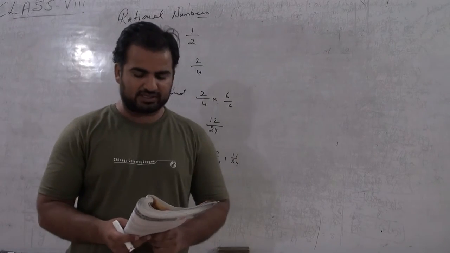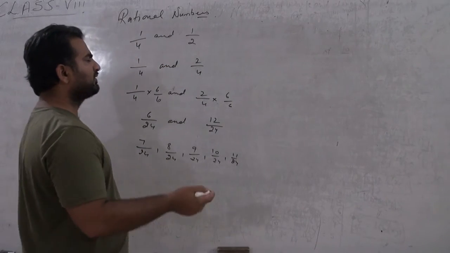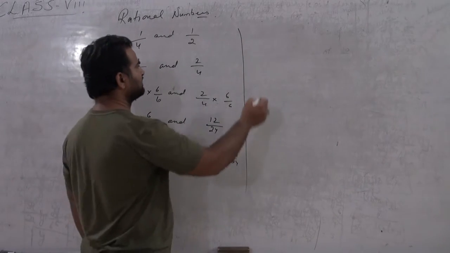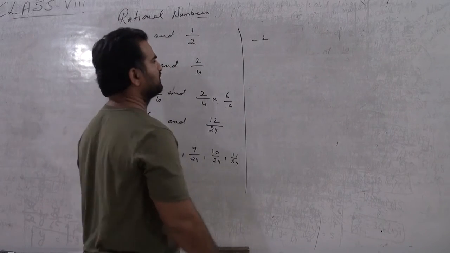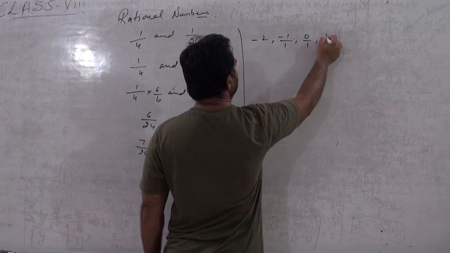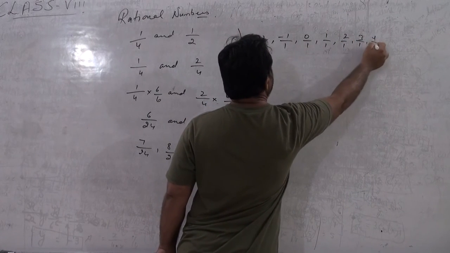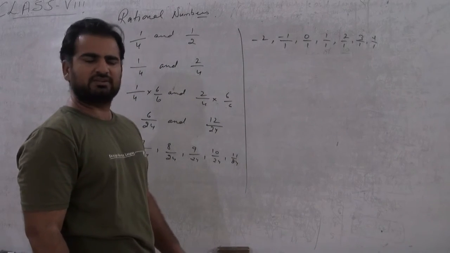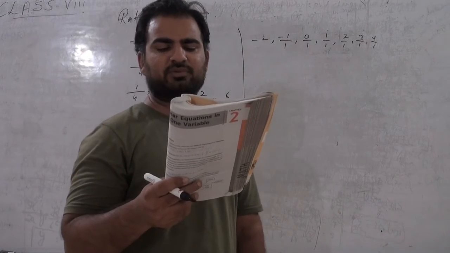Next is write 5 rational numbers that are greater than minus 2. So we can write numbers which are greater than minus 2. It can be minus 1 upon 1, 0 upon 1, 1 upon 1, 2 upon 1, 3 upon 1, 4 upon 1. All of these are greater than minus 2. The last question is find 10 rational numbers between 3 upon 5 and 3 upon 4.